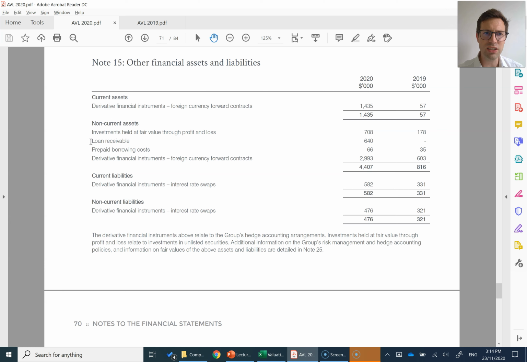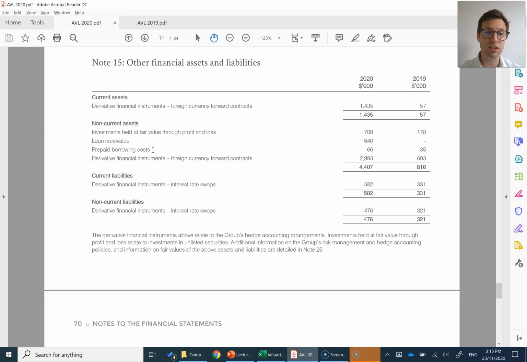And I actually see here they've got investments held at fair value. That's probably investments in other businesses, subsidiaries, that kind of thing. And I'm going to say that's part of their operations. Loan receivable, however, the word loan indicates we're probably going to be getting some interest paid on that. So I'm going to classify that as a financing asset.